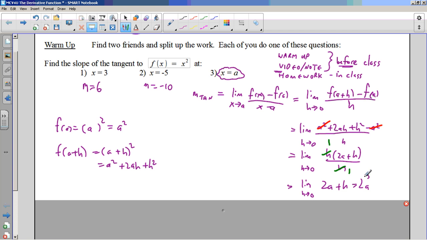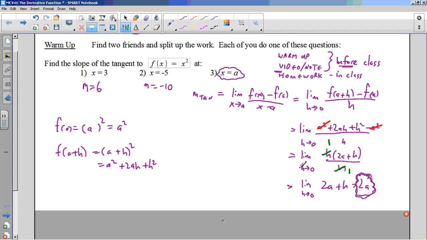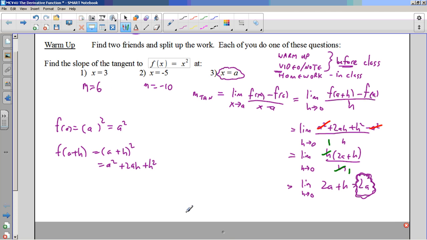This expression, this 2a, is going to give me the slope at any point a. So if I wanted to find the slope at x equals -5, a is -5, I could just put in 2 times -5, I get -10. If I wanted to find it at 3, I did 2 times 3, that's 6. And in fact, this slope of the tangent is a new function. It's a new function that gives me the slope of the tangent at that point a.